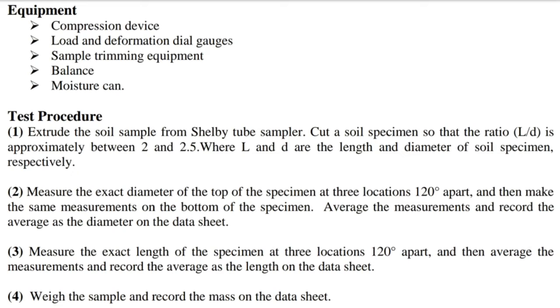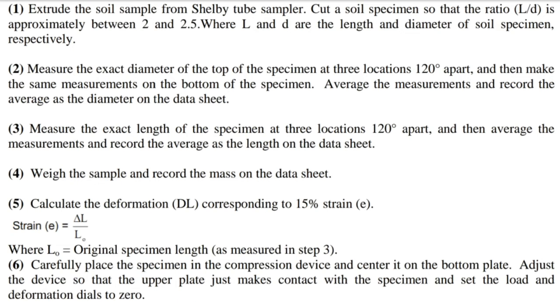2. Measure the exact diameter of the top of the specimen at 3 locations 120 degrees apart, and then make the same measurement on the bottom of the specimen. Average the measurements and record the average as the diameter on the data sheet. 3. Measure the exact length of the specimen at 3 locations 120 degrees apart, then average the measurements and record the average as the length on the data sheet. 4. Weigh the sample and record the mass on the data sheet.